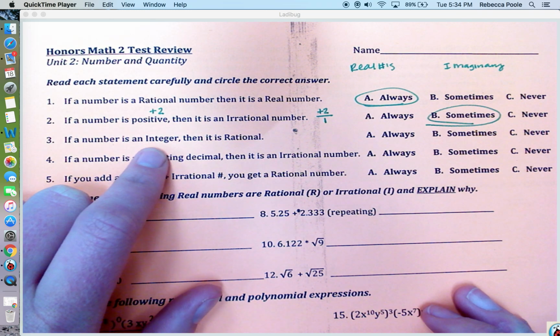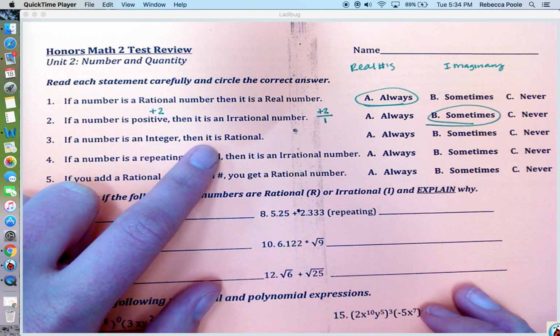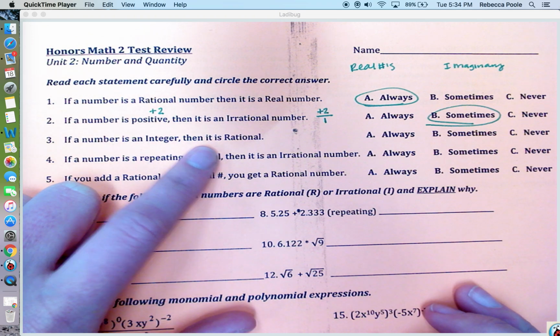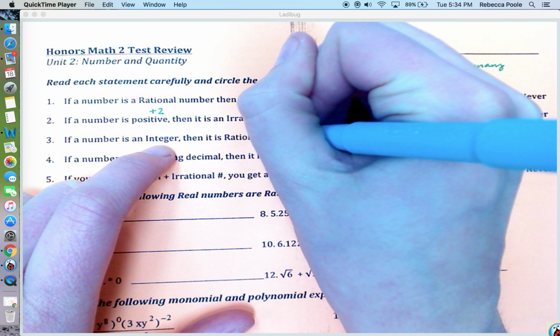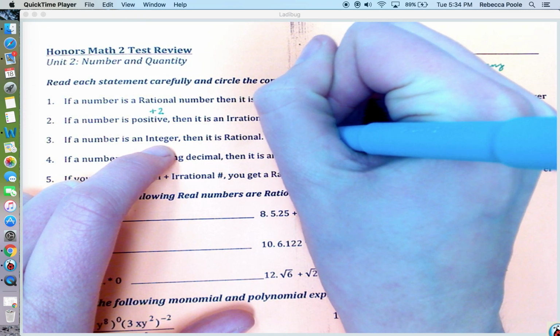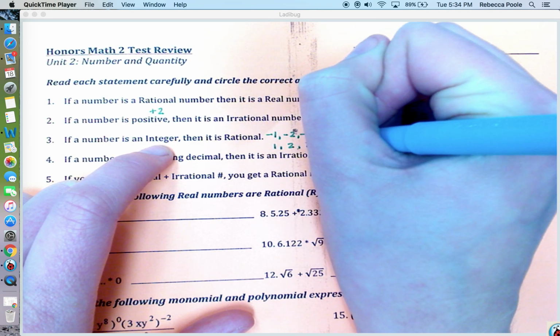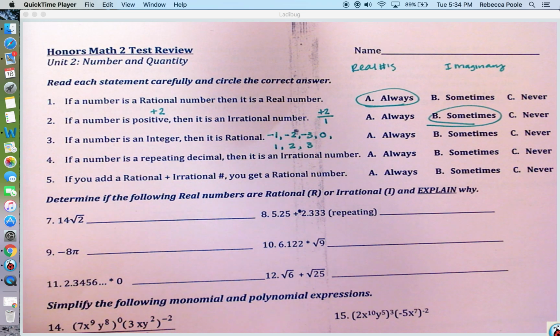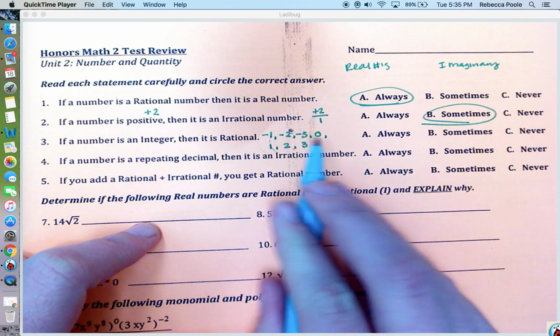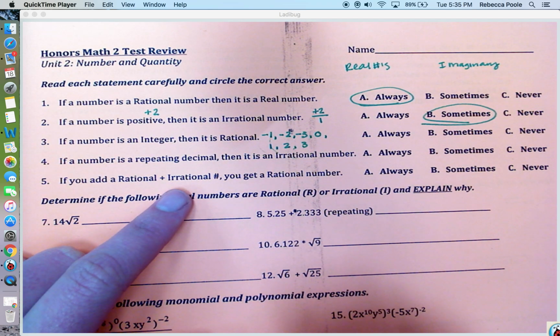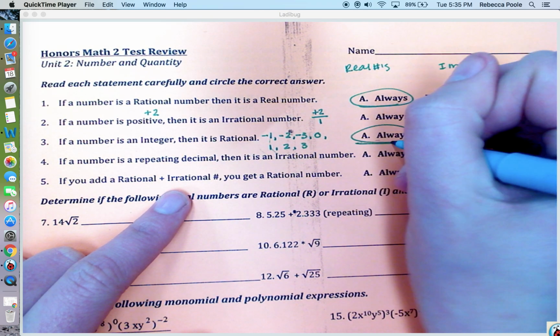All right, number 3, if a number is an integer, then it is rational. So let's think about that. Your integers are your whole numbers that are negative or positive. We can add 0 in there too since it's a whole number. So all of these integers, can these be written as ratios? Yes, so this should be always true.